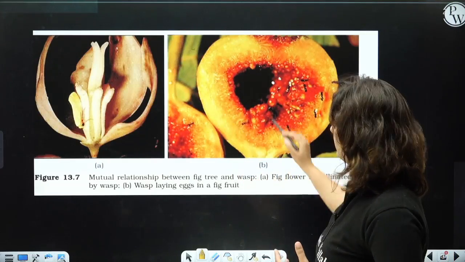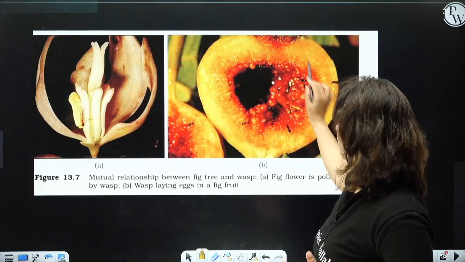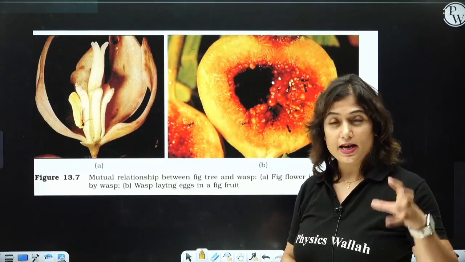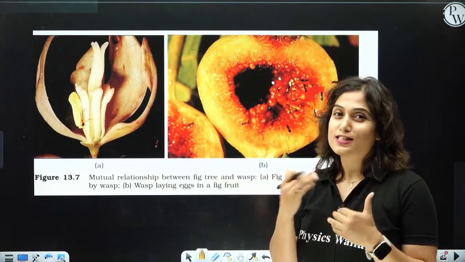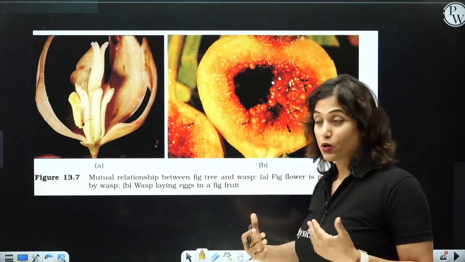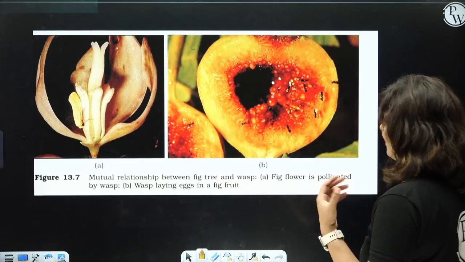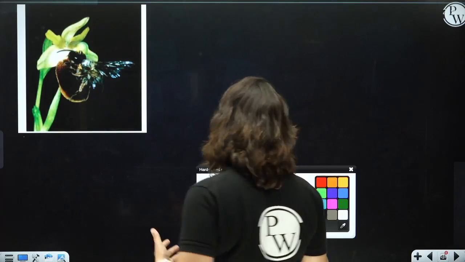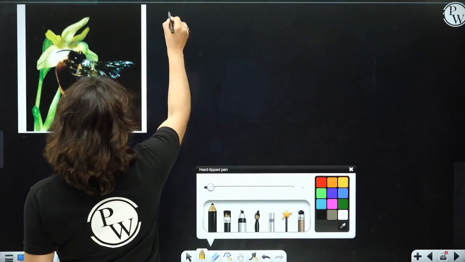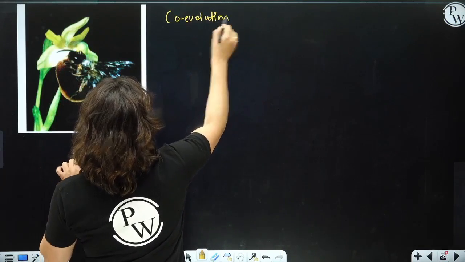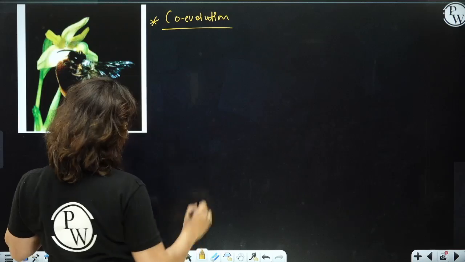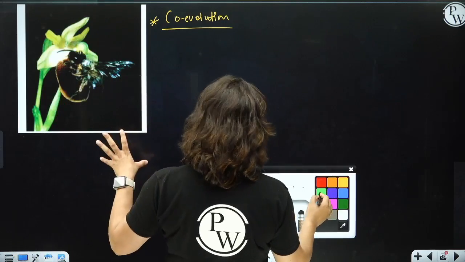The fig, this is the inflorescence of the fig plant, and the wasp insect lays its eggs inside the inflorescence, and it is a safe place for the eggs of the wasp. Then another example, a very beautiful example of co-evolution. It is not mutualism. This particular example is not an example of mutualism but of co-evolution.